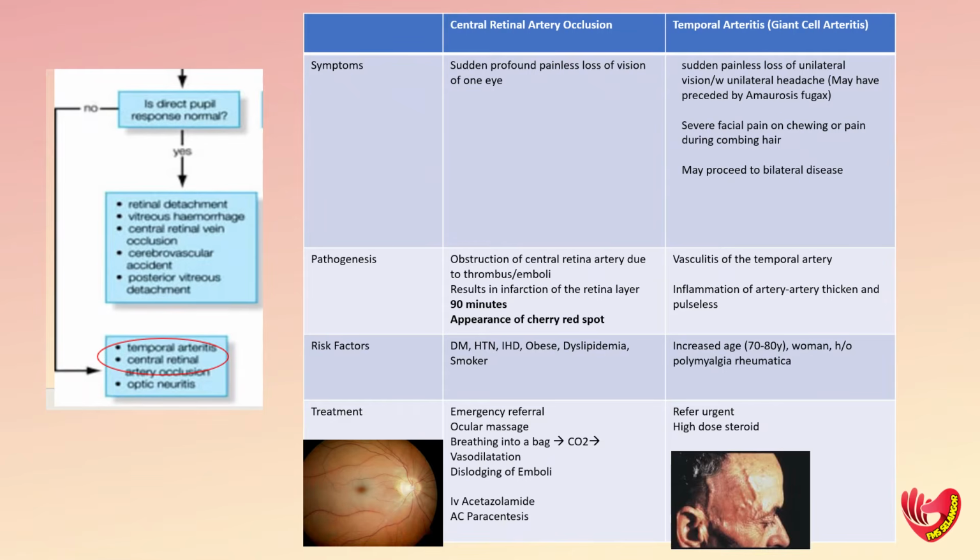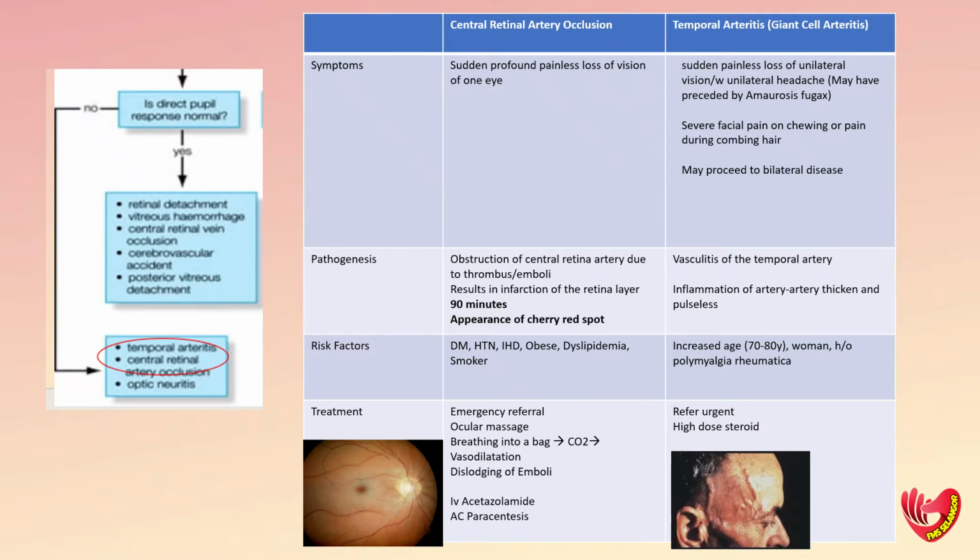Sudden prolonged vision loss with abnormal direct pupillary response should prompt us to look for the next two conditions: central retinal artery occlusion, CRAO, or temporal arteritis. Both conditions will cause a positive RAPD.